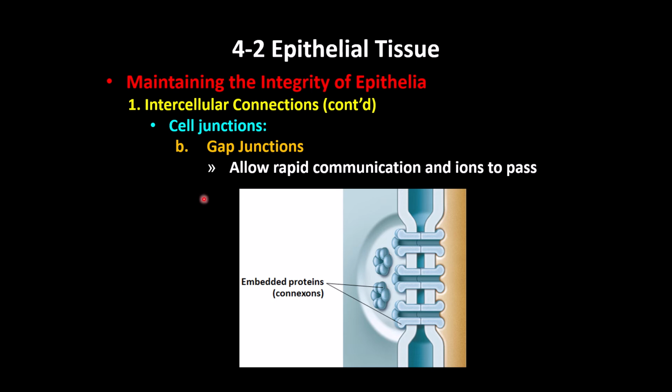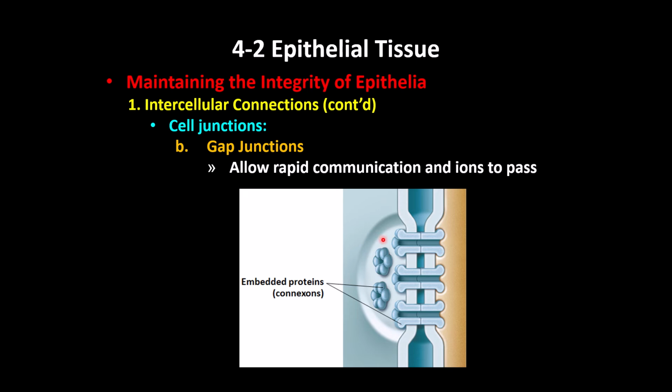The second type of cell junction is called the gap junction. Here it is just the opposite of tight junction. You have these proteins that are connecting two cells. This is one cell membrane here, this is another cell membrane here, and these are the proteins that are connecting two cells. There's an opening here in between. These are called the connexons.